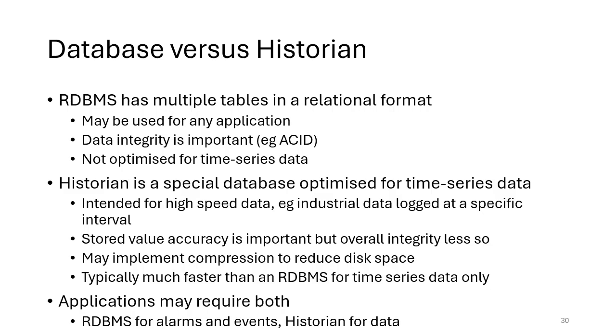What's important about a typical RDBMS is that data integrity is key, using that ACID technique that we mentioned. But one issue of these RDBMSs is they're not optimized for time series data. So this is where a historian comes in. A historian is a special version of a database optimized for time series data. They're intended for high-speed data logging and retrieval. And often if you look at those ones I mentioned, OSIsoft PI, GE Historian, AspenTech IP21, they are intended for industrial data that is logged at specific intervals, like every millisecond, every second, or so on.